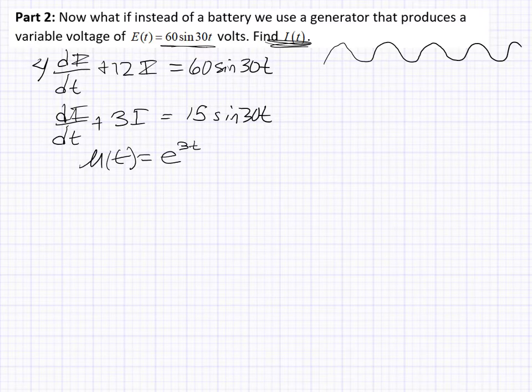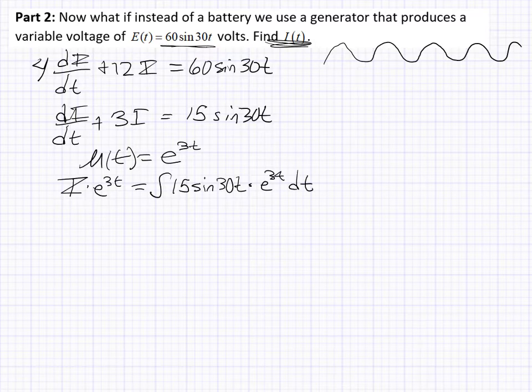And so we're going to get to the point where we have I times e to the 3t equals the integral of 15 sine 30t times e to the 3t dt. Okay, and so what we're going to need to do is solve that integral. It's a little bit harder integral than the previous integral. And so we're going to need integration by parts to do that. If we use integration by parts, this is going to be one of those integration by parts that's going to be repeated over and over, and you're going to loop back to the original integral.